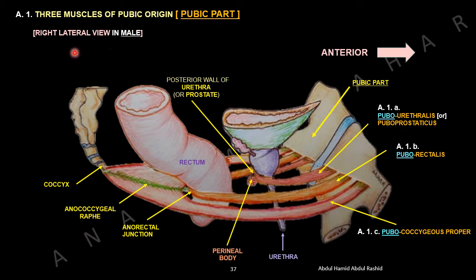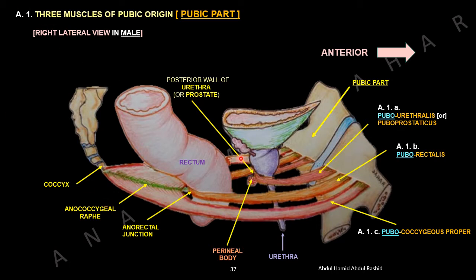This diagram is the right lateral view in male. Let's see the structure first. This is anterior. This is the pubic part of the hip bone. This is the posterior surface of the pubic part. This is the symphysis pubis. This one is urinary bladder, prostate, and urethra. This is the perineal body. This is rectum and anal canal. This is the anorectal junction. This is the coccyx. So this is the anococcygeal raphe.